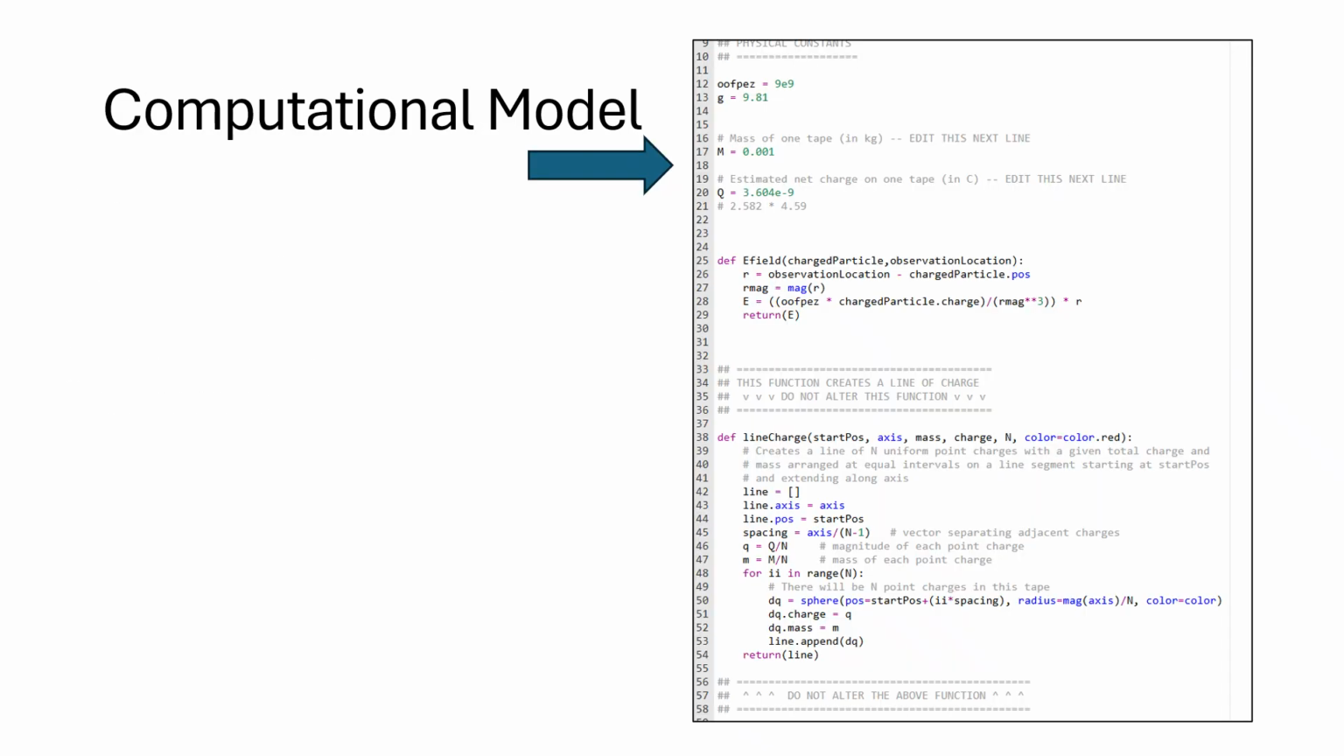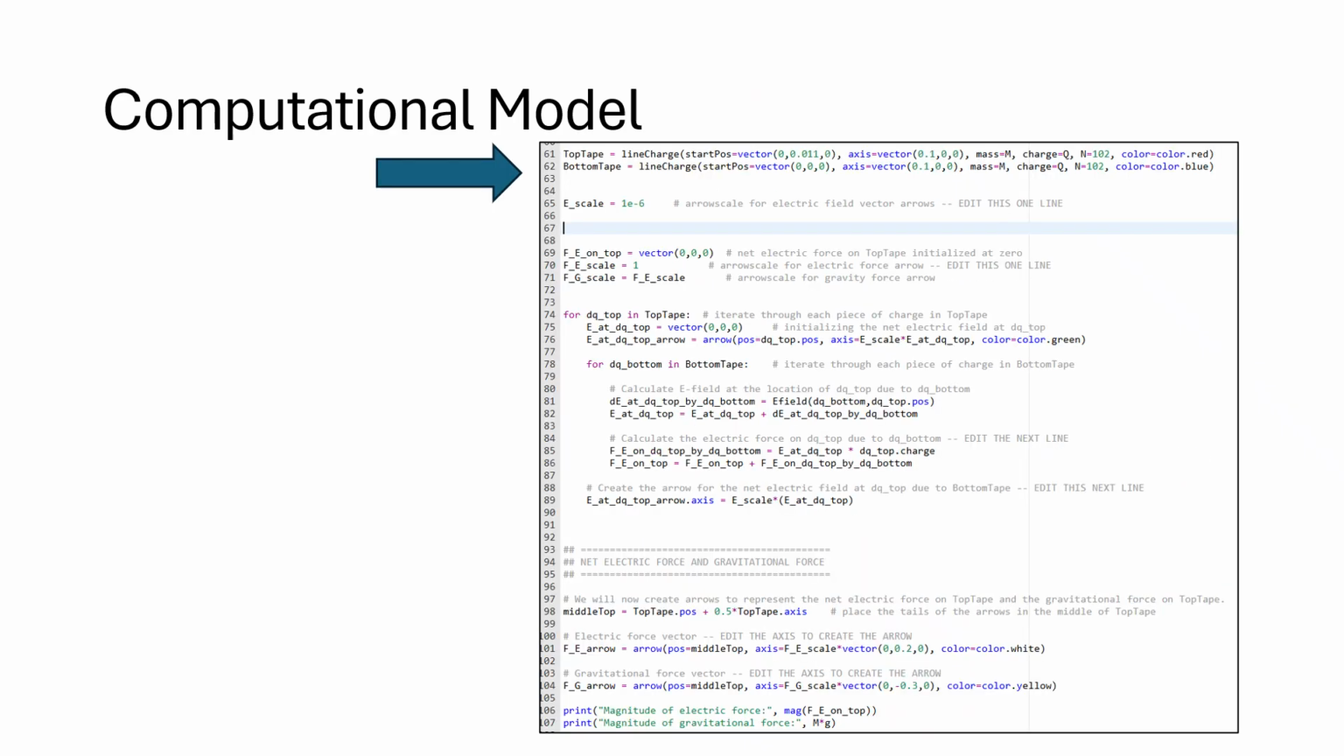For the computational model, we first established the necessary initial conditions such as mass and the acceleration due to gravity. Next, we defined the electric field function, which calculates the field at an observation location due to a particular charged particle. Next, we defined a function that creates a line of evenly distributed charge, which will represent our tapes.